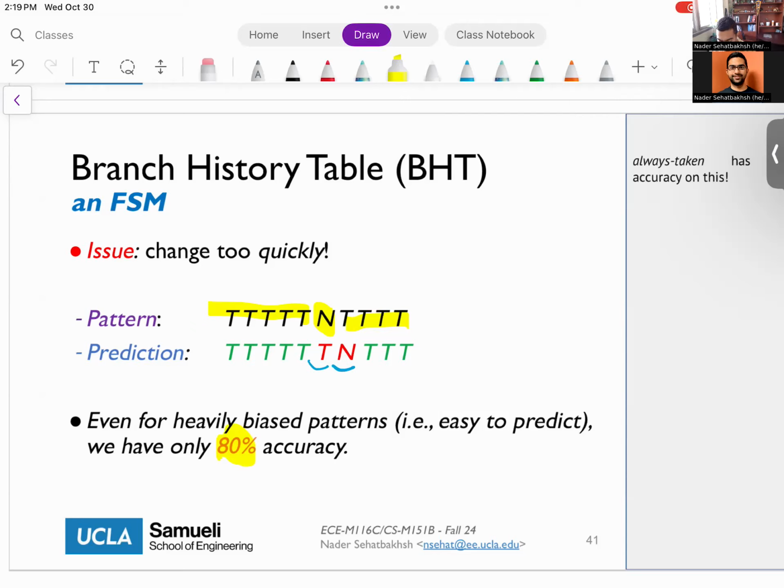For example, if you go with just always taken, we would have had 90% accuracy in this case, right? So it's not the greatest performance for heavily biased branches. And remember, many of our branches are heavily biased branches. So you want to have a branch predictor that can capture that behavior fairly well.